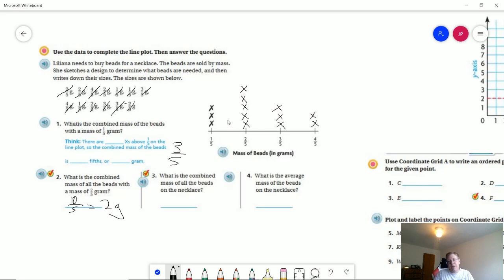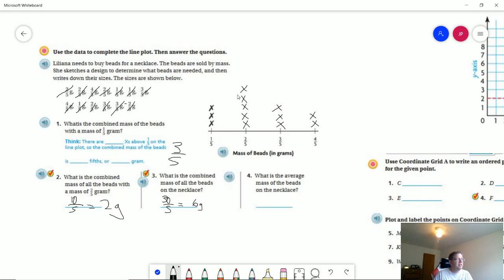We need to know the combined mass to go ahead and do the average. And so the combined mass, we can go ahead and just add up everything, or we could make groups. I'm just going to add up. So it can go 1, 2, 3, 5, 7, 9, 11, 13, 16, 19, 22, 26, 30. And so that's going to be 30 parts over 5. And then when we reduce this down by doing 30 divided by 5, that would give us a total of 6 grams.